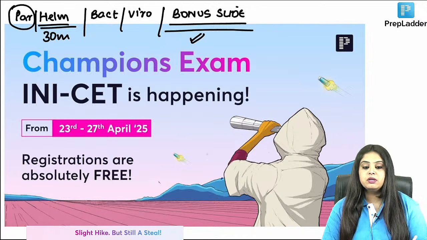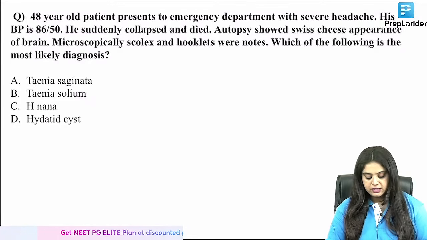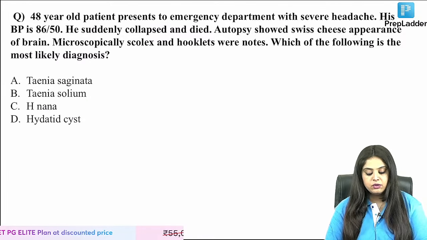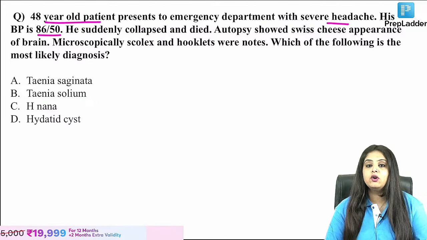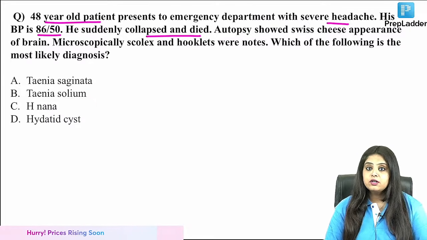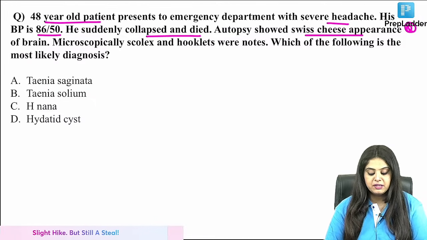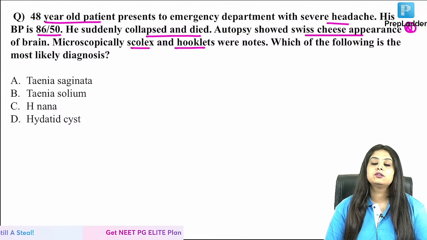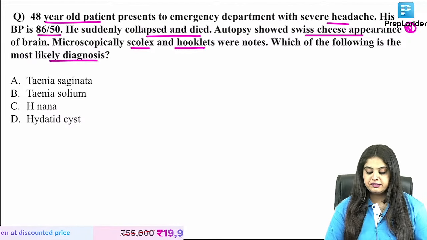I think we are good to go. This is the order in which we'll be going ahead. I'm starting with helminthology and starting with the very first question that you have over here. There's a 48-year-old patient who presents to the emergency department with severe headache, and his BP has gone down to 86/50, suddenly collapsed and died. There was an autopsy done, and the brain showed a Swiss cheese appearance, which is quite a buzzword, and microscopically scolex and hooklets are given. Which of the following is the most likely diagnosis?